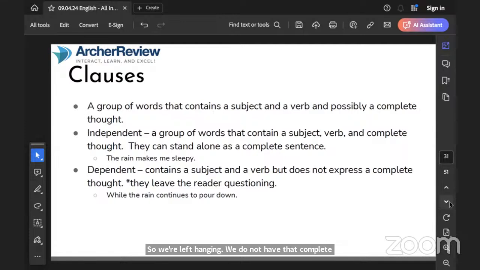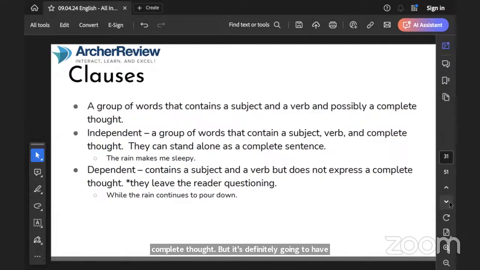Good question. That's a very good question. So the question is phrase and clause. What's the difference? A phrase is just going to be a group of words. A clause is a group of words, but it has to be a group of words that contains a subject and a verb, and it can possibly express a complete thought. So if it's a dependent clause, it's not going to have that complete thought, but it's definitely going to have that subject and that verb.